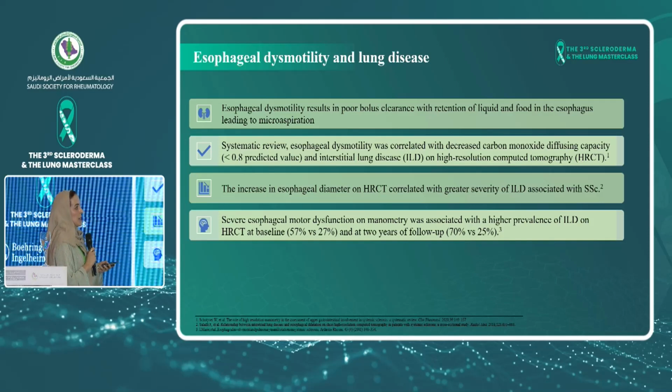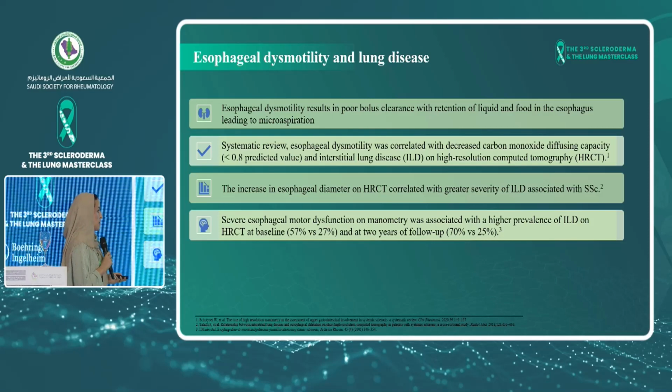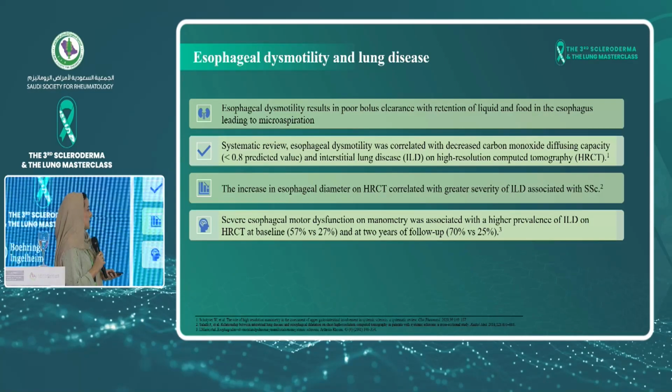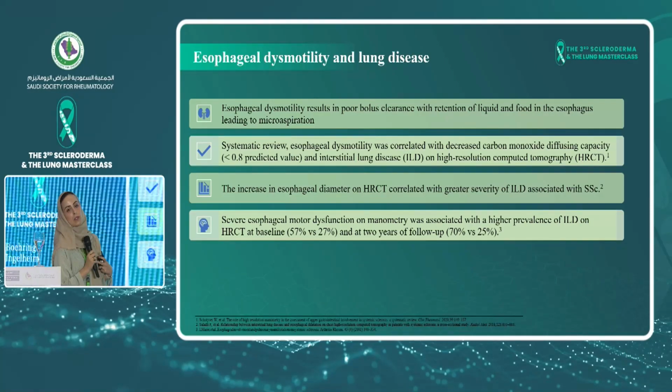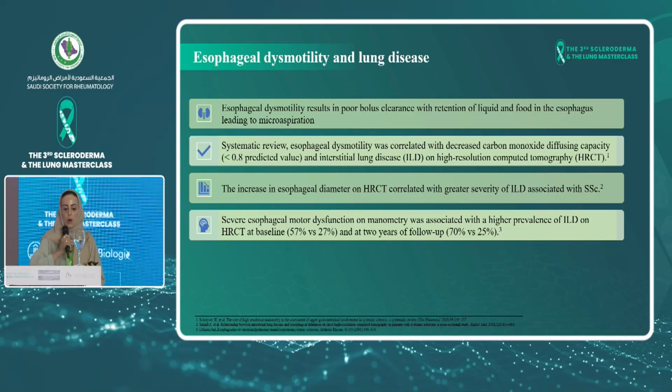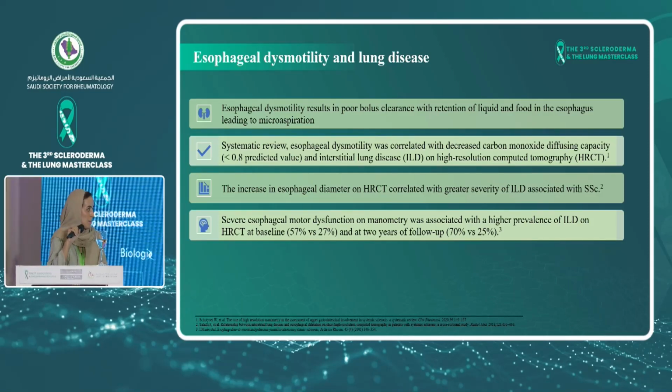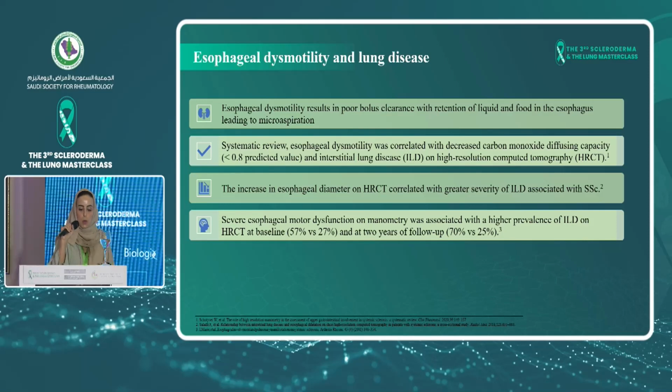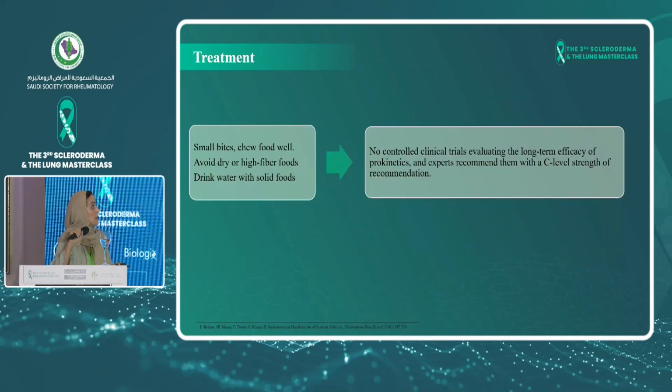The increase in esophageal diameter correlated with greater severity of ILD associated with systemic sclerosis, which makes sense. The bigger the esophagus, the more fluid and the more liquid it will accumulate, the more volume will be aspirated into the lung. Severe esophageal motor dysfunction on manometry was associated with a higher prevalence of ILD at baseline and at 2-year follow-up. So if this is not picked up early and if it's not treated or adjusted, these patients will end up with worsening lung disease.